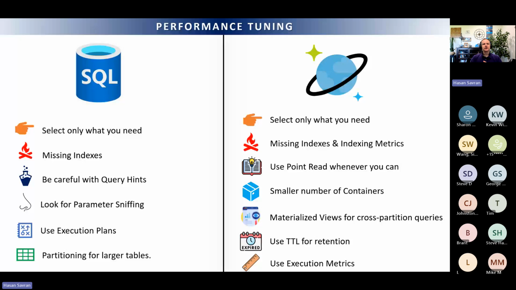The point read can only get one object. It cannot be a list of objects. You have to pass the partition key, and also the ID of the JSON object. If you have those two properties available, rather than running a query, you can run a point read operation, which will be much cheaper than a query.